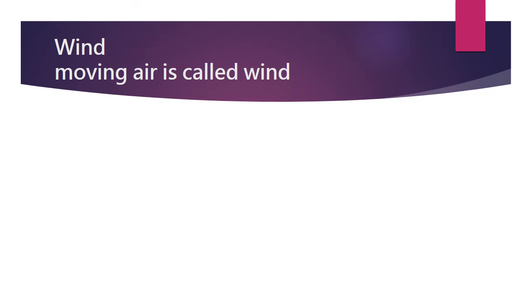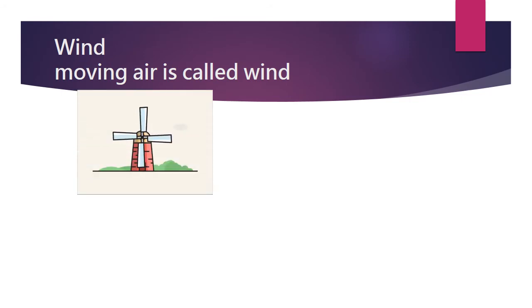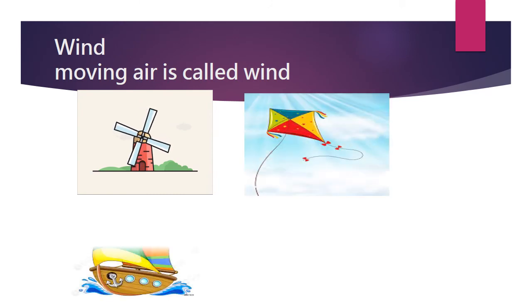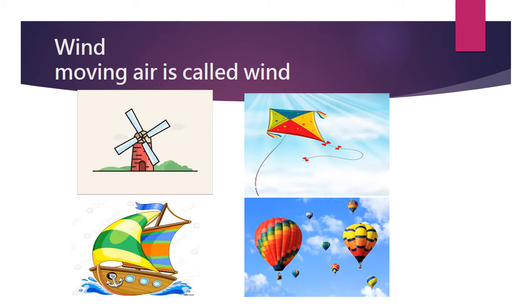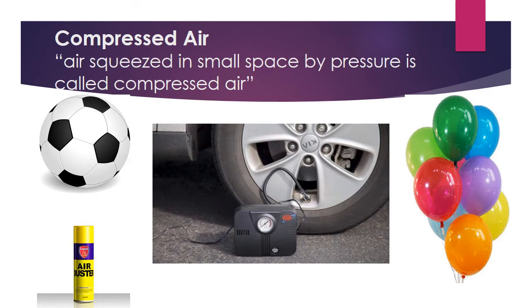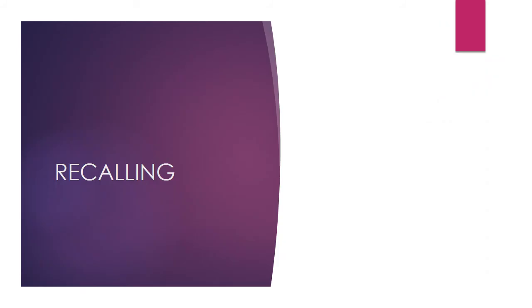Many objects move by using wind, like windmills, kites, sailing boats, and hot air balloons. They all use wind to move. Compressed air is also used at many places. Some of the objects in which compressed air is used include footballs, tires, balloons, and aerosols. Well, this is all about Unit 12.